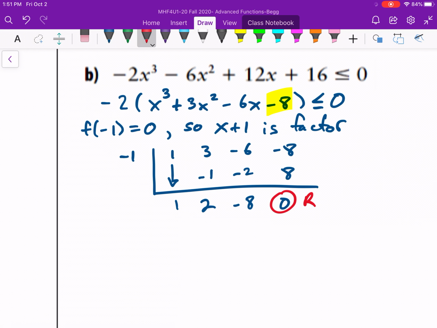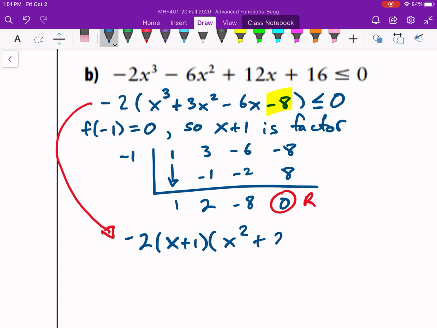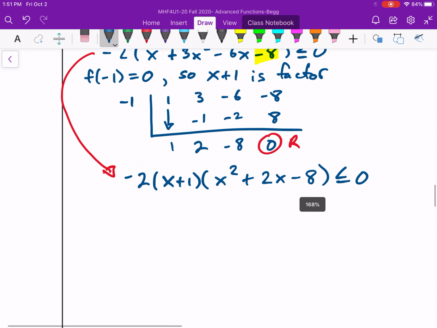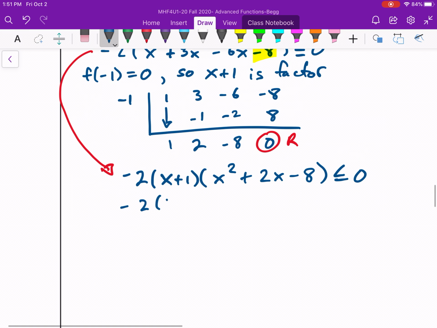So the next step down here, think of this as rough work, but the next step down in factoring would still have that -2 out front. I have the factor x plus 1 now, and that's times x squared plus 2x minus 8. And that's what's less than or equal to 0. And then I can factor the quadratic that I have left, just using the techniques we've learned in the past. Two things that multiply to give -8, add to give +2, would be a +4 and a -2.